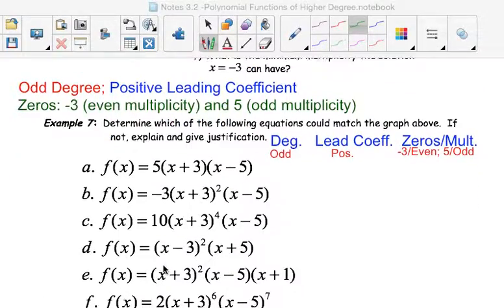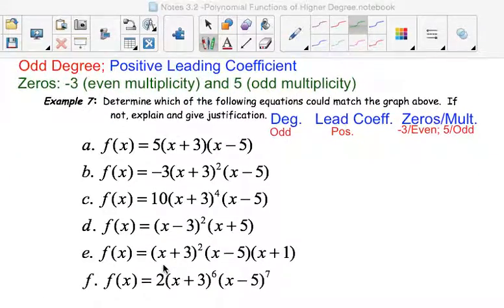So I've summarized that right here at the top so we have it. And I also put it here. So we're looking for functions that are odd degree with positive leading coefficient with zeros at -3 with even multiplicity and 5 with odd multiplicity. So we're just going to go through one by one and see if each of these functions satisfies our requirements.